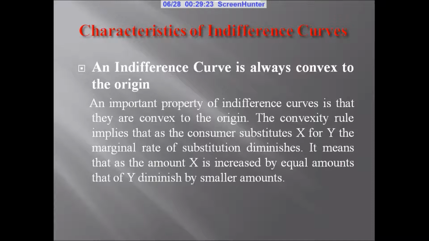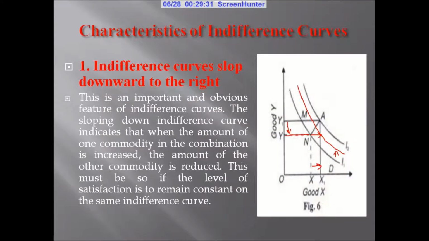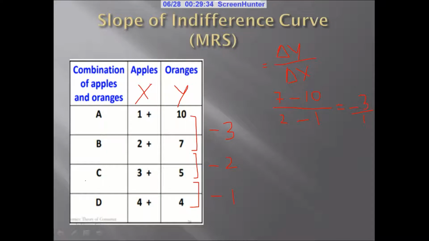It means that as the amount of X is increased by equal amounts, that of Y diminishes by a smaller amount. We know that when the amount of one commodity increases, the law of diminishing marginal utility says that the marginal utility received from the consumption of that commodity decreases. Therefore, the individual is willing to give up a lesser and lesser amount of the other commodity to get one more unit of X, or the first commodity.